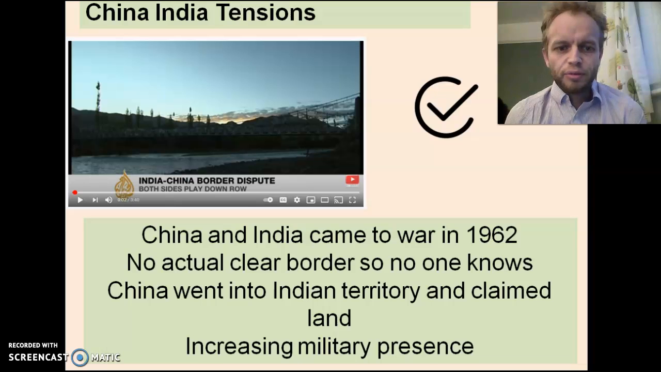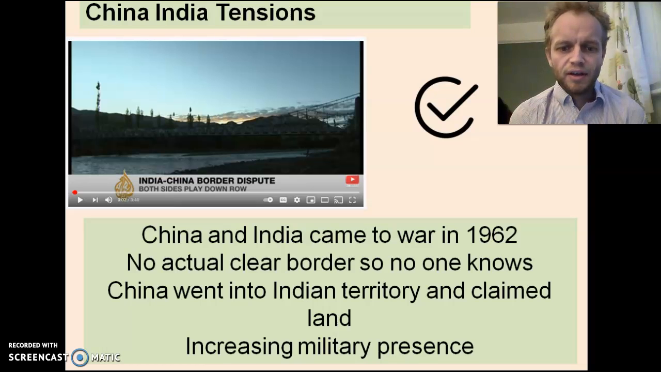The video also talks about how China went into Indian territory, so certainly Indian territory, and started to claim land. So they were going around painting words about this being China and painting boulders red, demarcating that was their land, and that obviously is creating tensions.